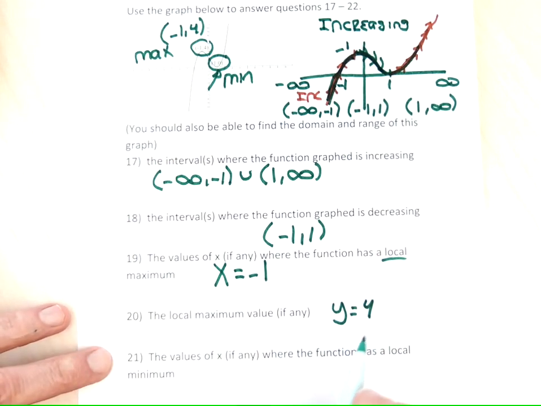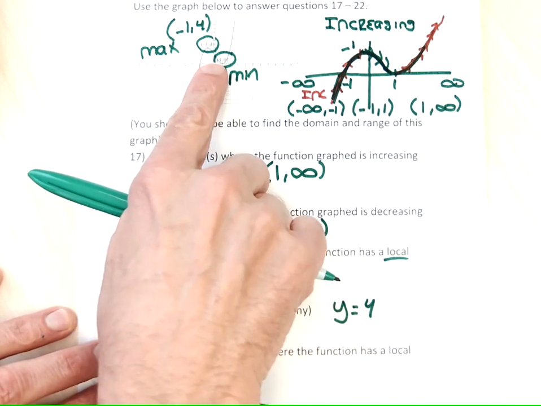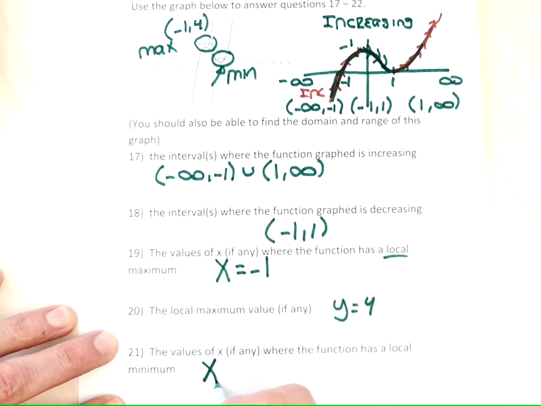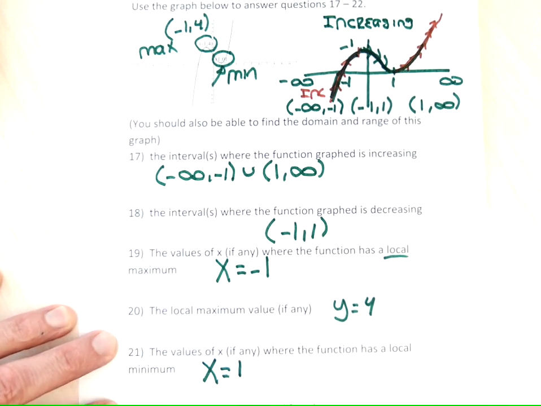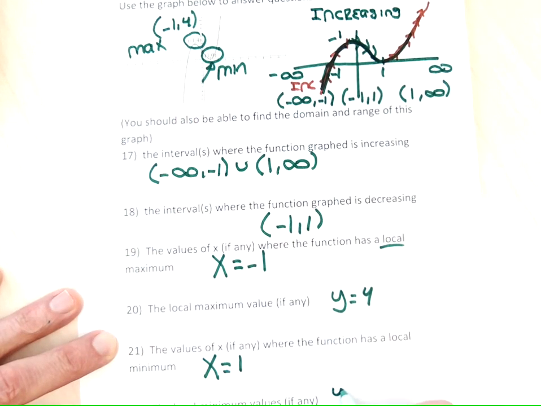21 and 22 do the same thing. 21 wants the x value of the minimum. The minimum point has an x value of x equal to 1. It doesn't say y, but it implies y. 22 wants the y value of the minimum, which is y equal to 0.